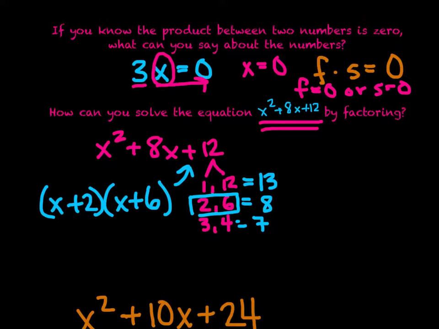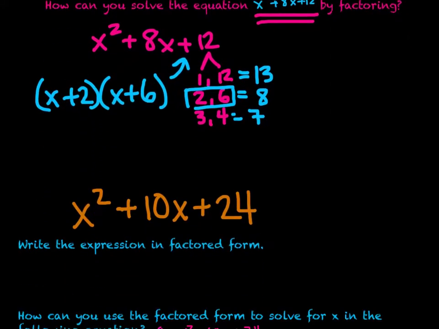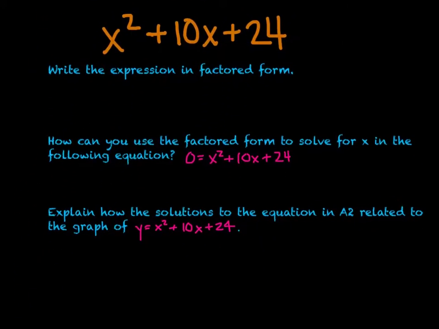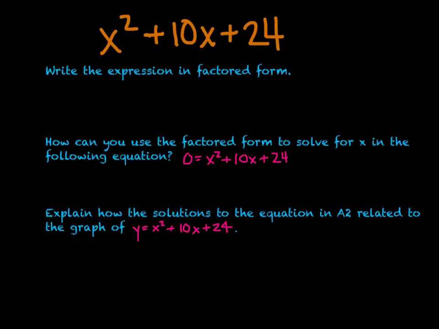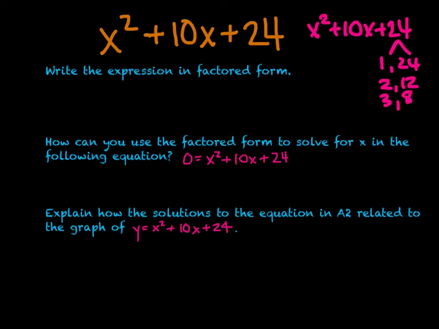Now, we're going to take this whole idea a step further. We have this expression, x squared plus 10x plus 24. First, let's write this in factored form. We have x squared plus 10x plus 24. We're going to look at our factors of 24. We have 1 and 24, 2 and 12, 3 and 8, and 4 and 6.